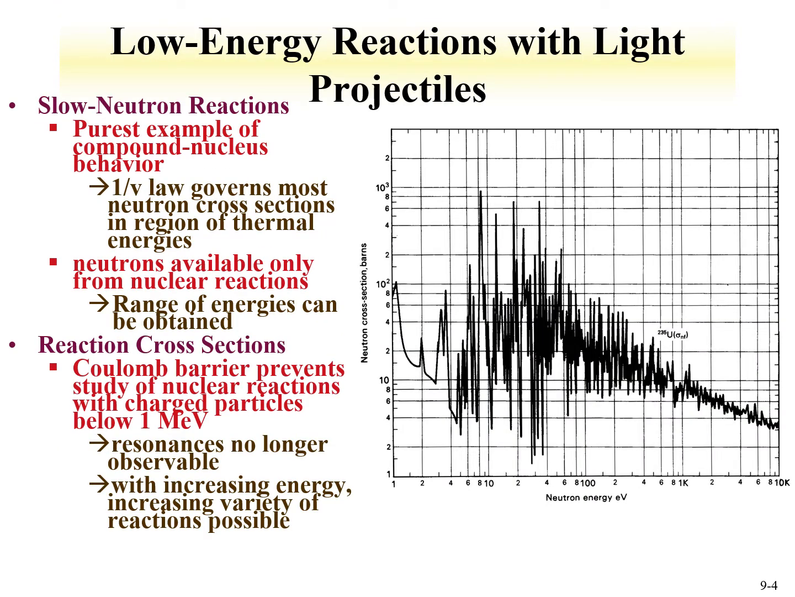An example of some other low energy reactions with light projectiles that we're interested in would be slow neutron reactions, so thermal neutron reactions. This is really the purest example of compound nucleus behavior. There's a rate that governs this, where 1 over the velocity, or the 1/v energy law, governs most neutron reaction cross-sections. So we tend to see a decrease in a cross-section with an increase in the neutron energy.